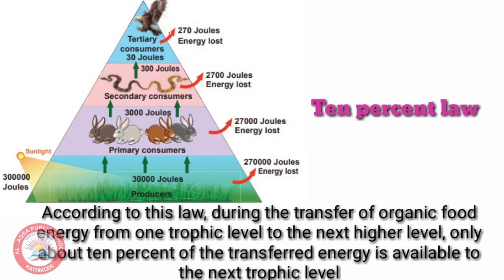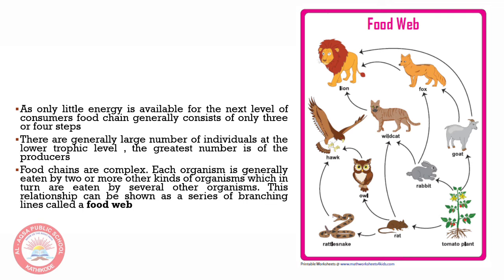This is known as the 10% law. According to this law, during the transfer of food energy from one trophic level to the next higher level, only 10% of energy is available to the next trophic level. As only little energy is available for the next level of consumers, food chains usually consist of only 3 or 4 steps, because beyond the 4th step, very little energy will be available.